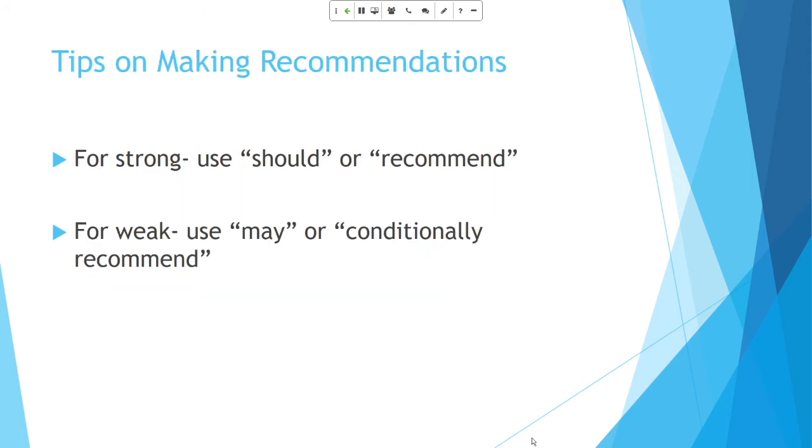When you're looking at making recommendations, some of the tips to think about is for strong, you want to use terminologies like should or recommend, so the clarity is there and there's no ambiguity. For weak recommendations, you could use the phraseology of may or conditionally recommend. Once again, it's about the clarity and understanding what it is that you're trying to present.